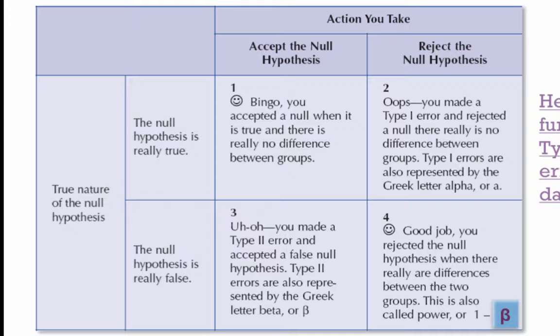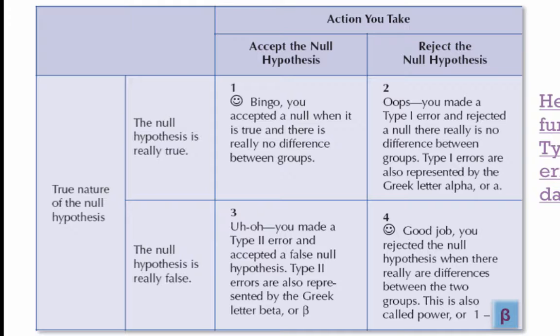So now that we have looked at this table, let's really talk about 1, 2, 3, and 4 and what these boxes are. Let's start with box number 1. This is when the null hypothesis really is true in reality, and you, in your research, accept the null hypothesis. You fail to reject the null hypothesis. So in here, good job. You accept the null when it is true, and there really are no differences between groups. Good thing.